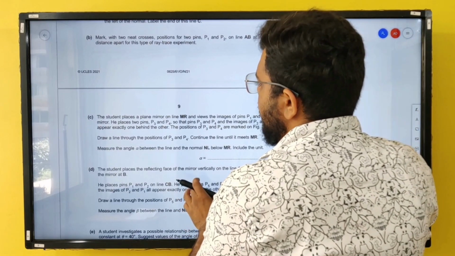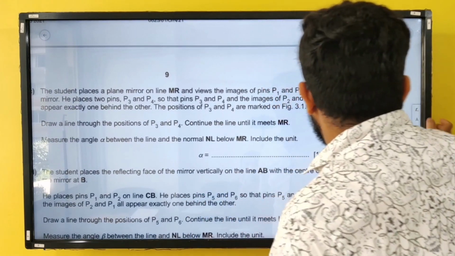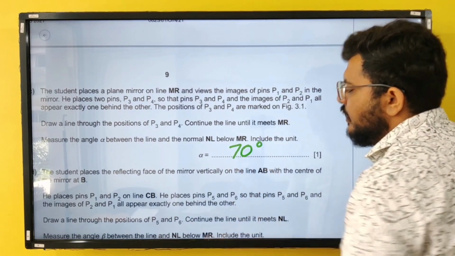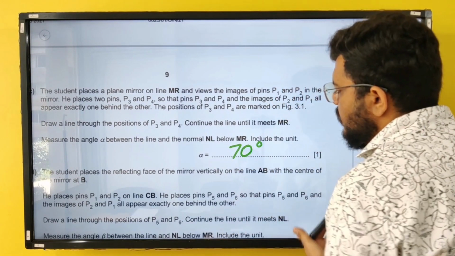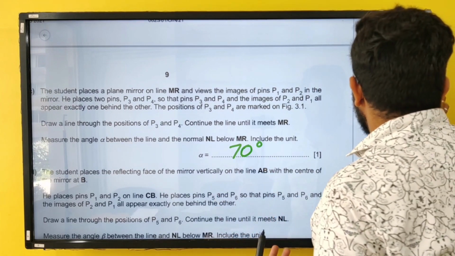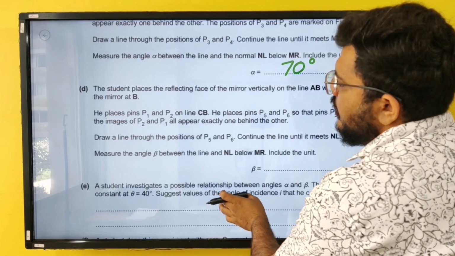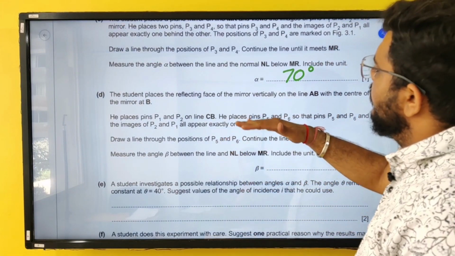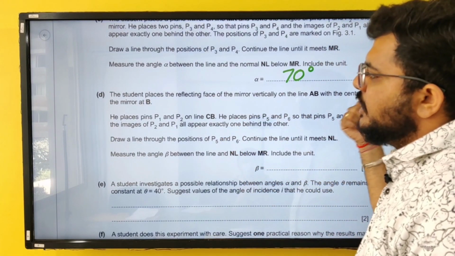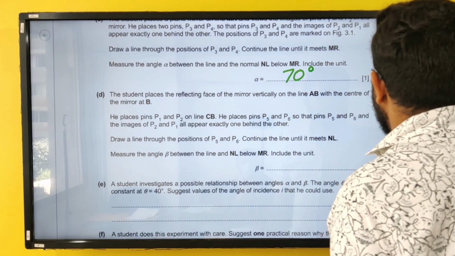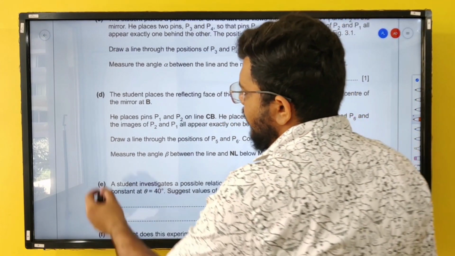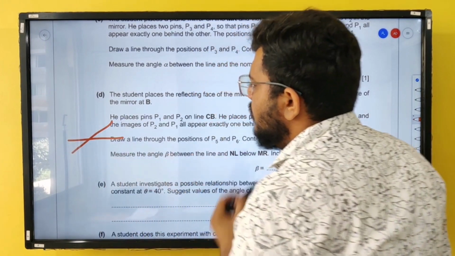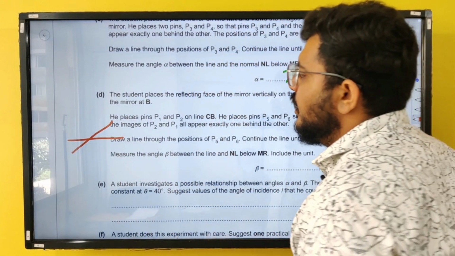Now by knowing the angle of reflection, I knew alpha was 70, but you have to measure it, right? I did find alpha was 70. For me, 70 degree, include the unit. Okay. Then the student places the reflecting face of the mirror vertically on the line AB with the center of mirror at B. Right. So let me just give you a rough diagram that instead of this line, he places the mirror here, and then the experiment continues.